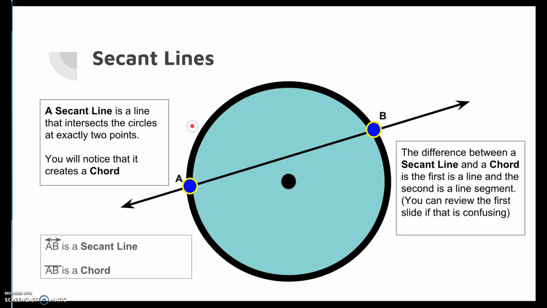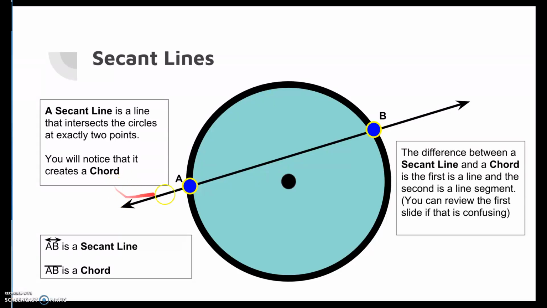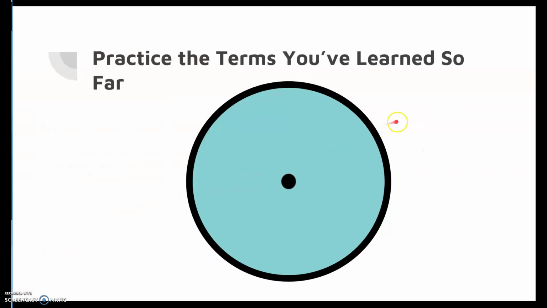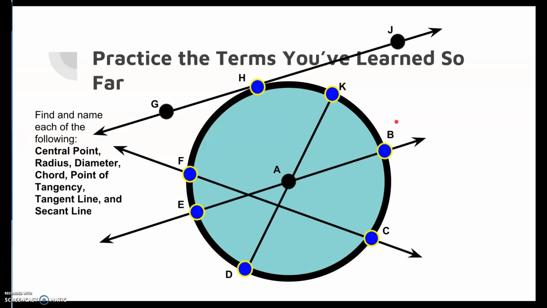So, here you can see the two different ways you would name it. The secant line is AB with the arrows, and the chord is just AB, the line segment that goes right through here. But a secant line only touches the circle in two points, so it's not curved, it's just one straight line. Okay, so go ahead and practice these terms. Go ahead and name whatever secant, tangent lines and things you can find. I'm going to pause the video for a second so that you can do that.